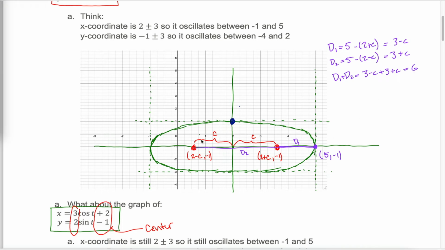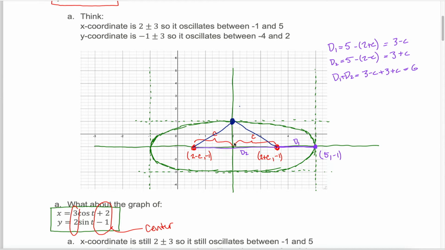What that means is, if I could come up with an expression that represented the distance from this point in red to this point up top, and another expression that represented the distance from this point in red to this point up top, I would know that the sum of those two distances would have to be equal to 6, because the distance to any point on the outside of the ellipse has to be the exact same, and I just calculated that the distance to this point out here is exactly 6.